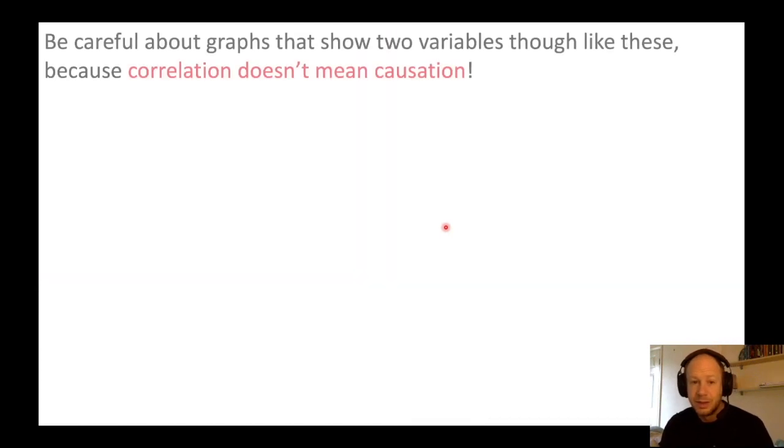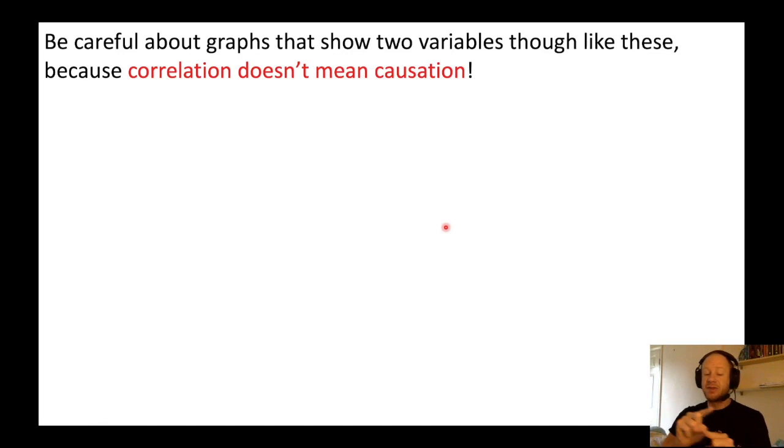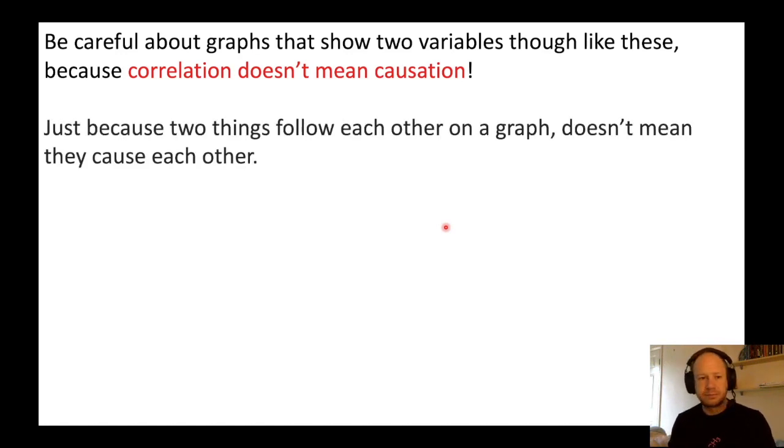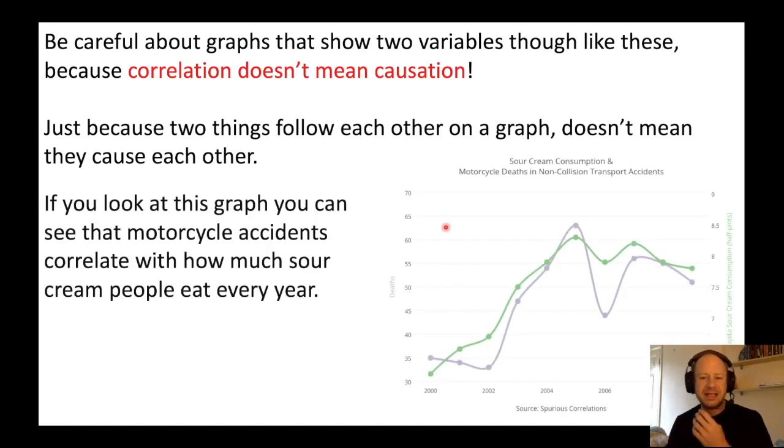Now, you have to be careful about graphs like this, because correlation does not mean causation. A correlation just means that two things have the same pattern. Causation means that one of them causes the other. I'll show you what I mean, it's easier to give examples than to explain it. Just because two things are the same on a graph, it does not mean that they are related to each other.